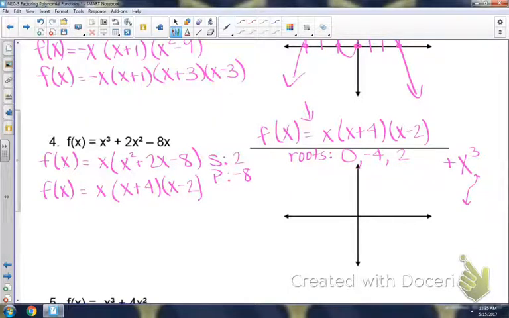So root at 0. Root at negative 4. And positive 2. So if I need to increase from left to right, I start at the bottom on the left side and go straight through each one.